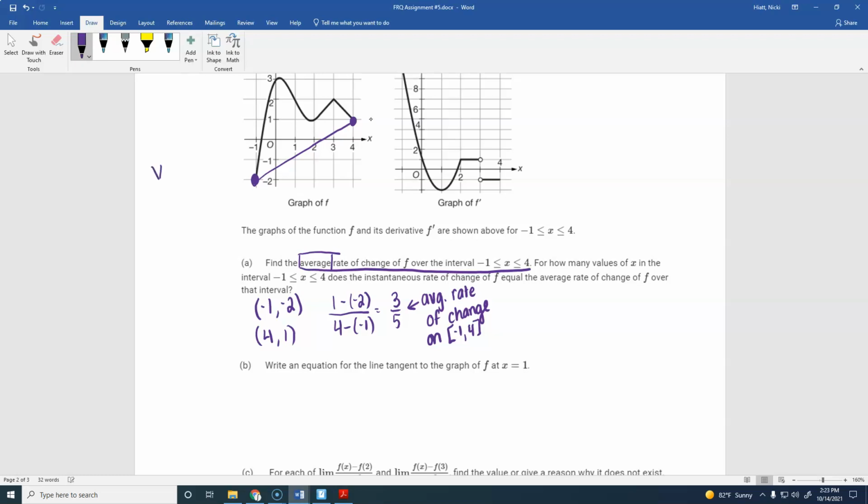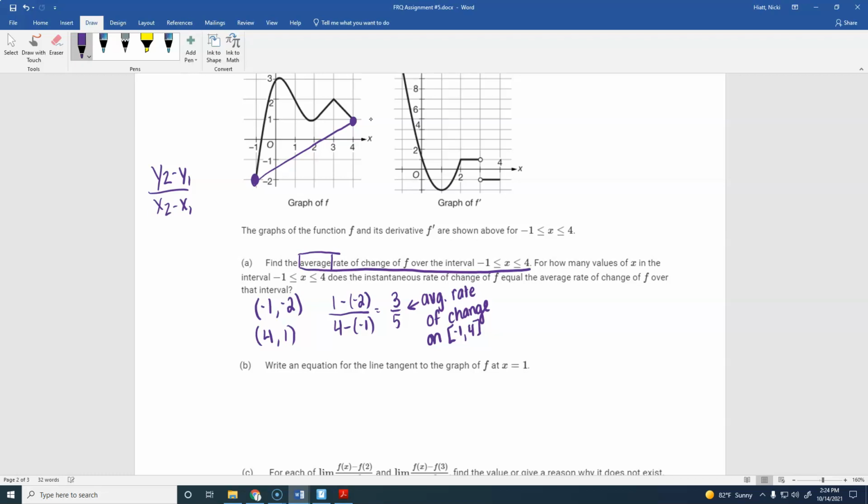Slope formula is y2 minus y1 over x2 minus x1. Yeah, those double negatives become positives. If you see average rate of change, you're looking at slope through the endpoints of whatever interval you're looking at. So this is our average rate of change.